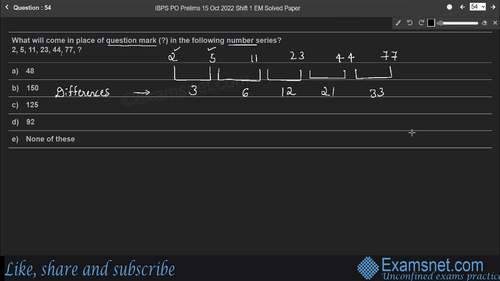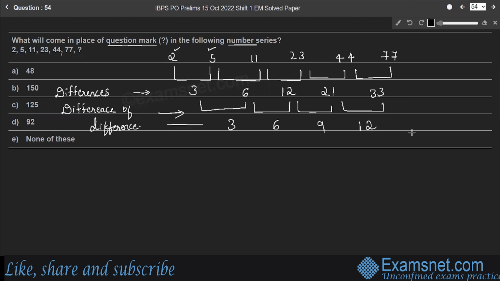We'll consider the difference between these differences. The difference between 3 and 6 is 3 again. The difference between 6 and 12 is 6. The difference between 12 and 21 is 9. And the difference between 21 and 33 is 12.